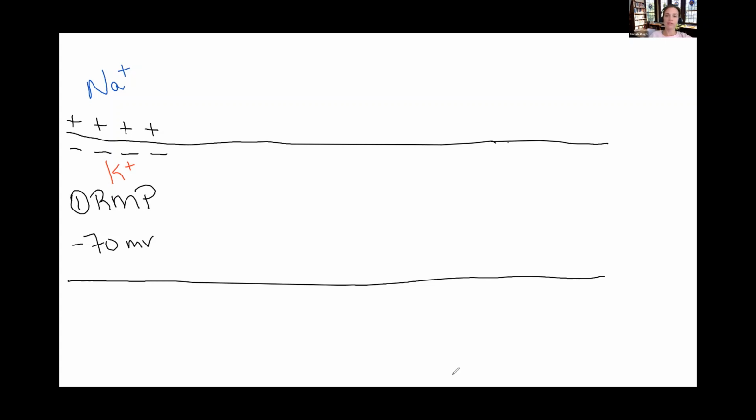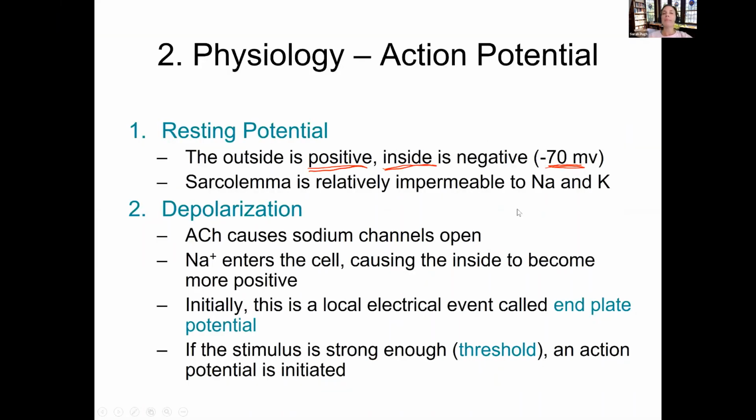Okay, so now let's flip back to our PowerPoint. So what happens when it sends a signal? How does that happen? So the first step in getting an action potential or sending a signal or an impulse is something called depolarization. This is what happens when the muscle identifies acetylcholine in the synaptic cleft. So when an impulse comes down a neuron and it releases acetylcholine and the muscle picks it up, this is what happens. That sarcolemma becomes depolarized. So acetylcholine is going to cause this. So acetylcholine is going to cause sodium channels to open.